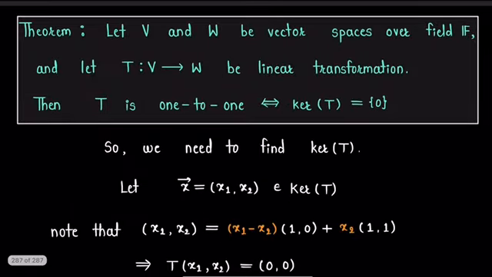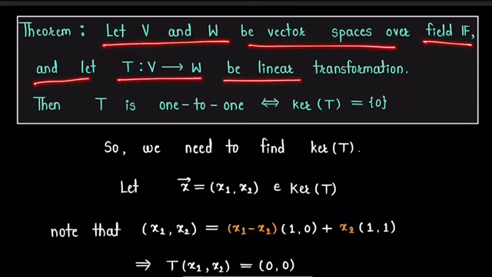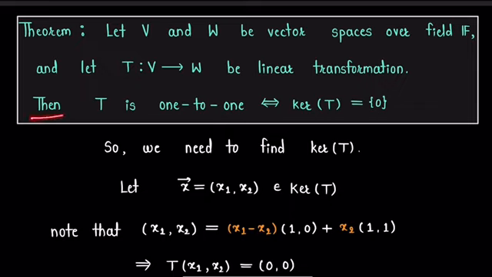Next, to check whether T is 1-1, we need to use this theorem, which states: let V and W be vector spaces over field F and let T from V to W be a linear transformation. Then T is 1-1 if and only if the kernel of T is the singleton containing the zero vector. So in order to check whether the given linear transformation is 1-1 or not, we need to find the kernel of that linear transformation T.